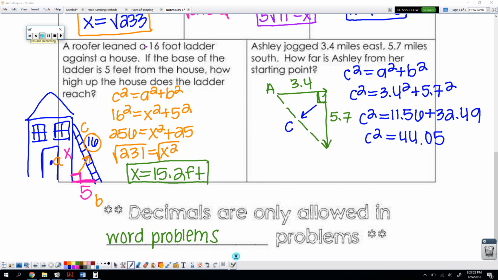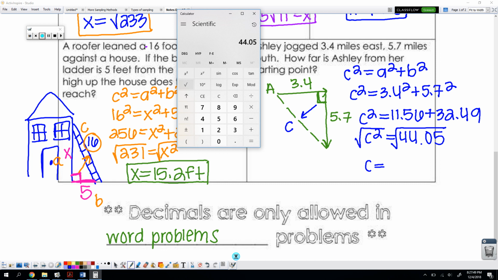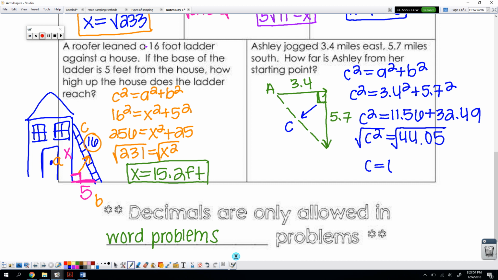Alright, when this happens to you, you have C squared equals 44.05. That's when I added those two. I'm going to go through and square root. When you get a square root of a decimal number, no matter what, you have to write down what it is. So put in your calculator the square root of 44.05. So here's my calculator, and I'm going to do the square root. Looks like 6.6. C equals 6.6 miles. Alright, so pause if you still need to write that down.